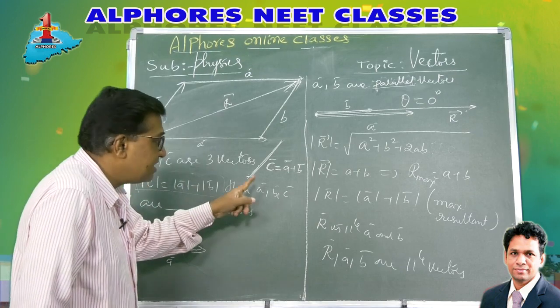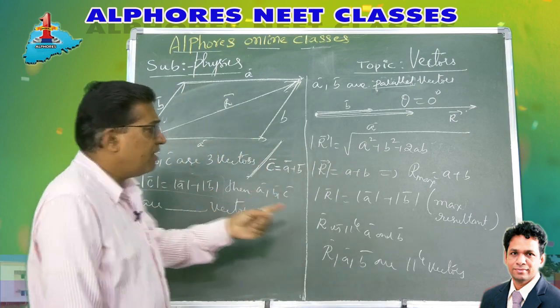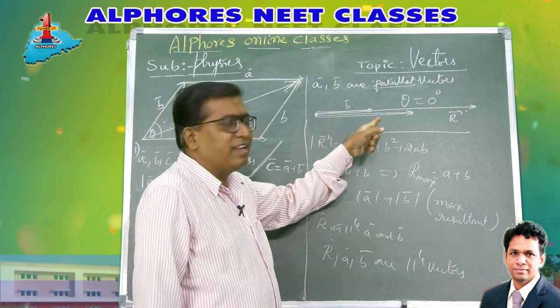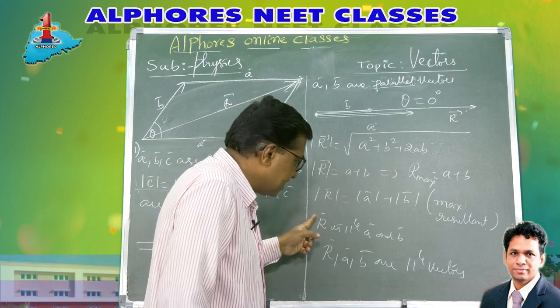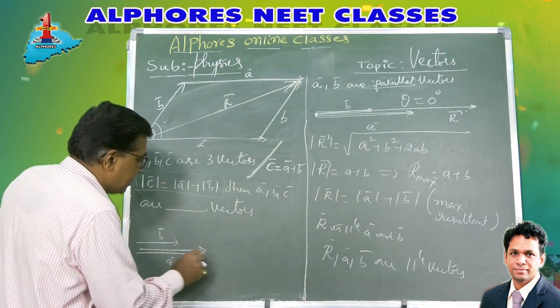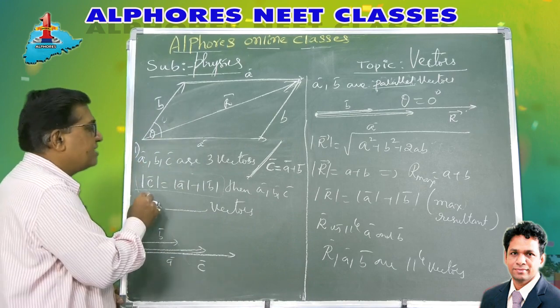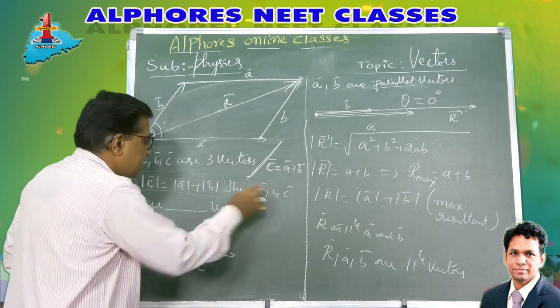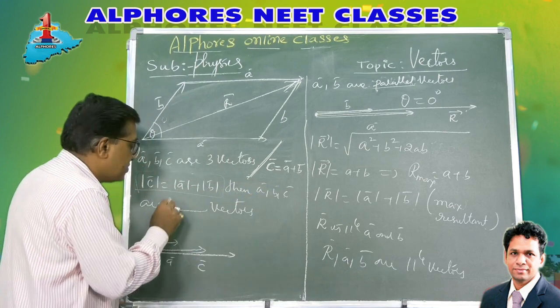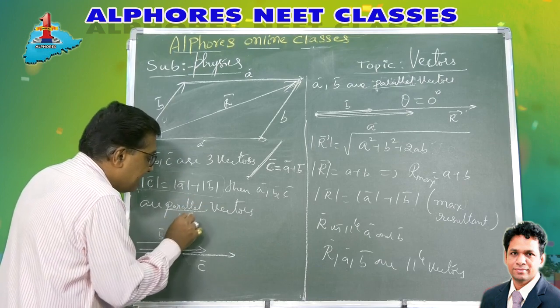Now the question is A, B, C. He is also asking you about C. Well, I have given you that when the angle between them is 0, the resultant also lies along them. So even the resultant vector C bar is in the same direction. C bar also lies in the same direction. So A bar, B bar, C bar are all in the same direction. So they are parallel vectors. In fact, they are like vectors.